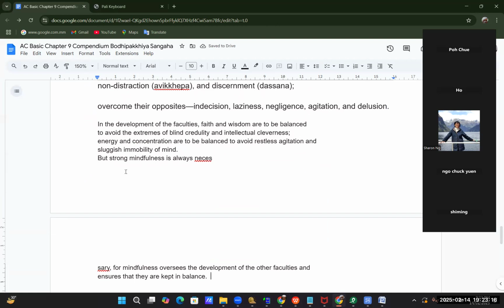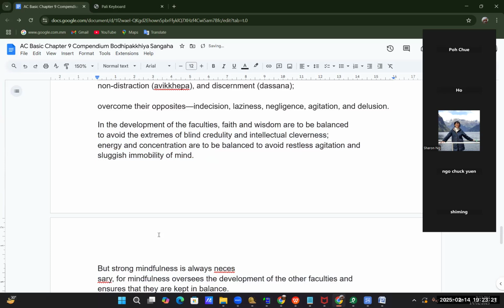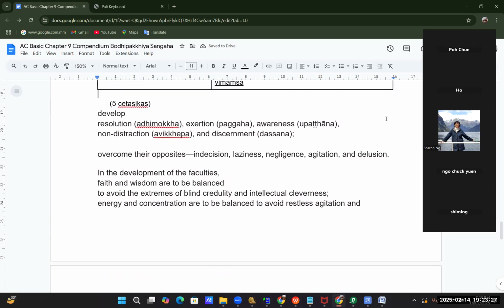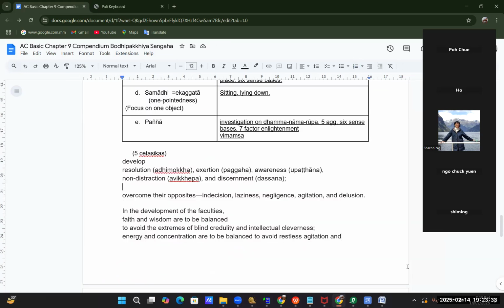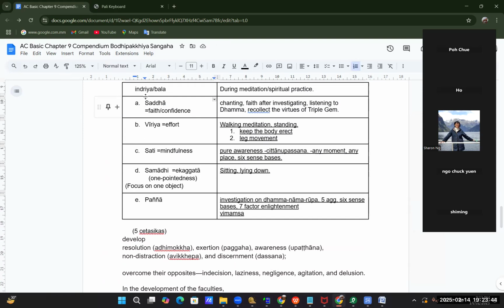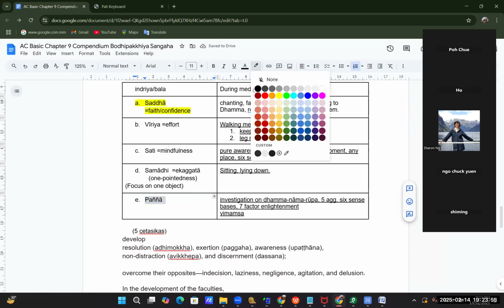I think in my meditation class on Saturday last time, I also shared about this point already. Now you have 5 of them. The first and last, right? The first is saddha, faith, and wisdom. If you make a list like this, the first and the last need to be balanced. So this one and this one need to be balanced.